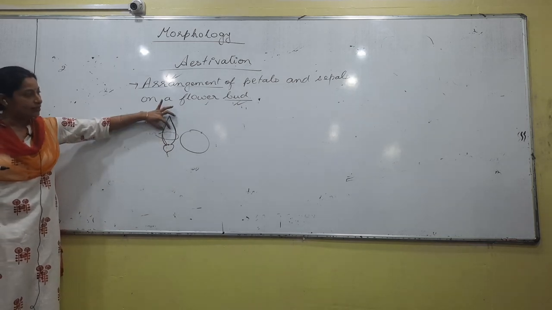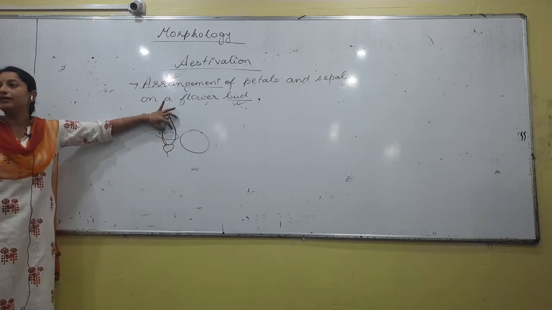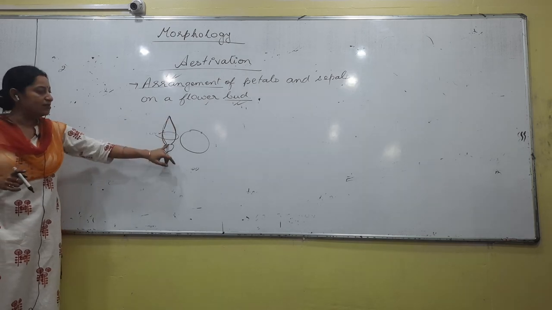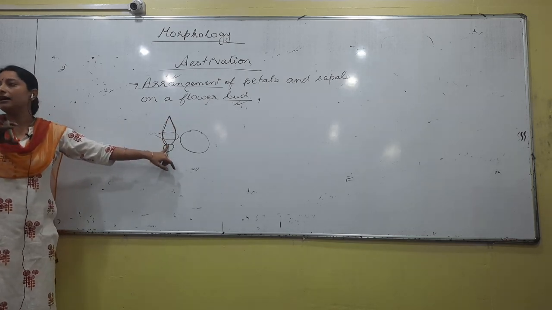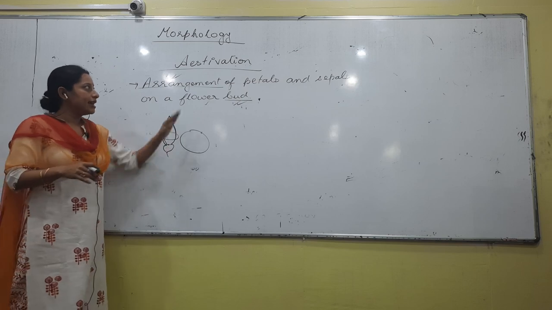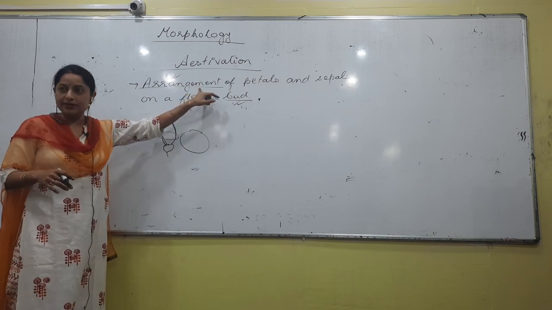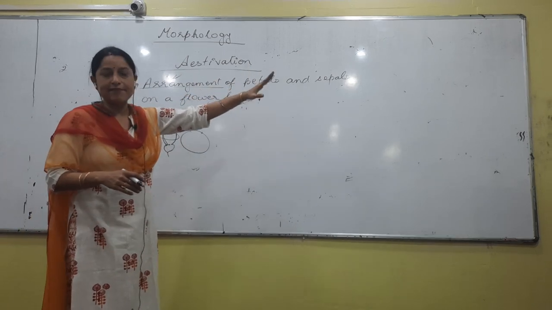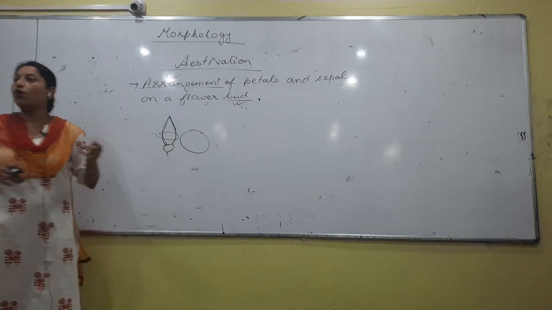Right, jodi ekini part of dekha, then obviously to sepal ne dekho, no? We are going to see the petal condition. Aur ekini portion of jodi dekha, we are going to see the position of the sepal. So estivation ki hoy, it is a arrangement. Arrangement of both petals and sepals on a floral bud or on a bud.